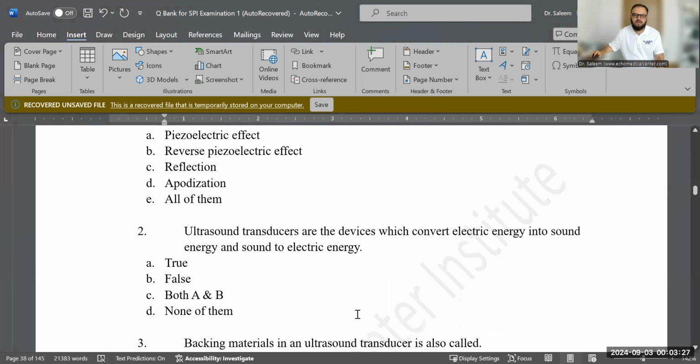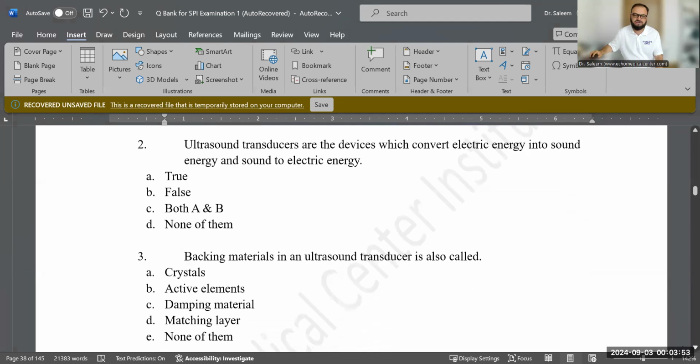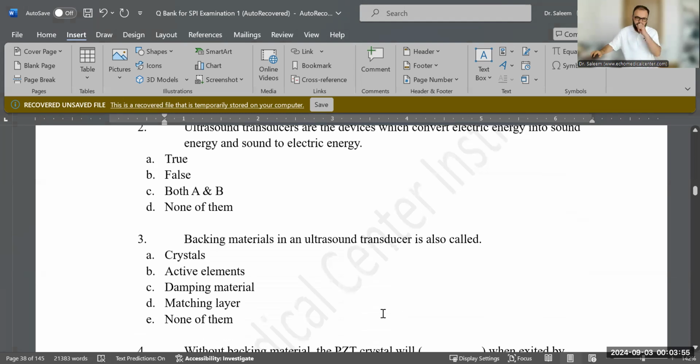It says, ultrasound transducers are devices which convert electrical energy into sound energy and vice versa, sound energy to electrical energy. What do you think? Is this true or false? Actually, I made it for options, but basically the question is true or false. Yes, of course. Clearly, it's true. That's the definition of a transducer. Okay, let's do the next question.